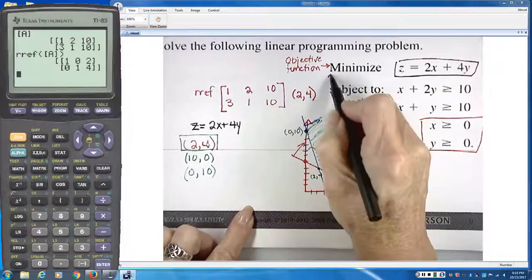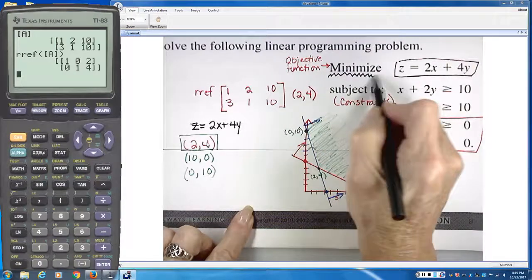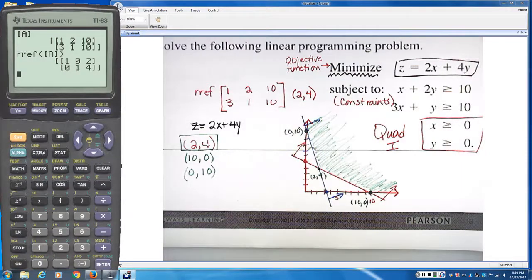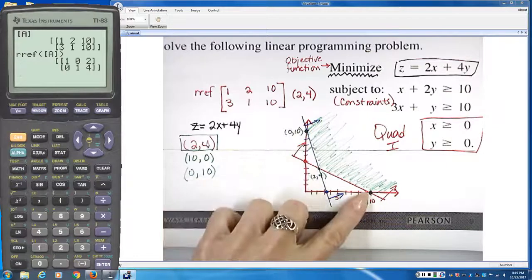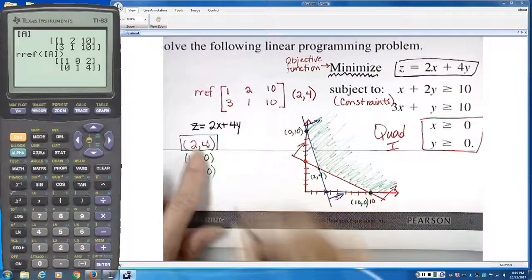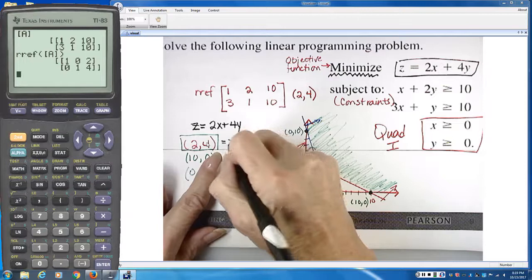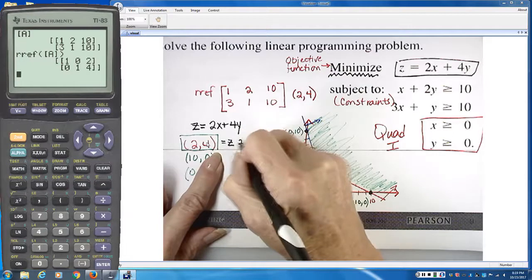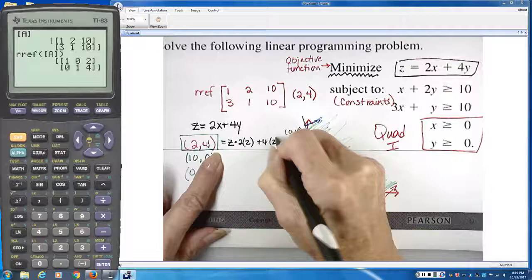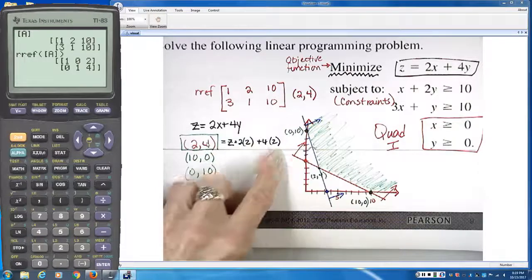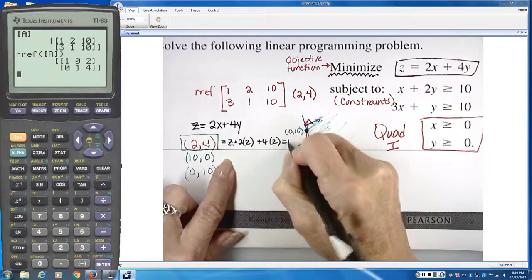And notice here I want to minimize it, not maximize it. I want to find the smallest value possible. And it's going to be either that point, or that point. So for 2, 4, z is equal to 2 times 2 plus 4 times 2, which is 4 plus 8, which is 12.